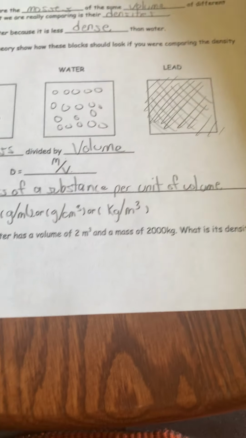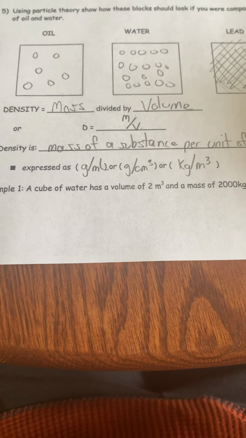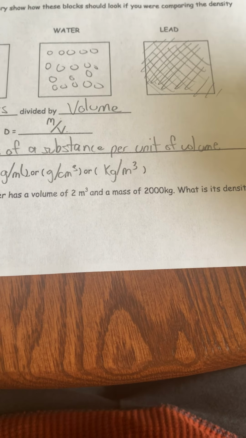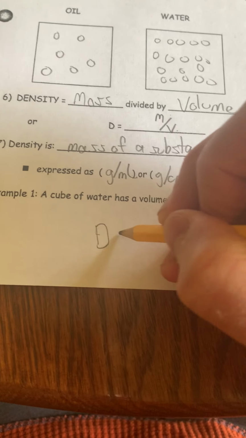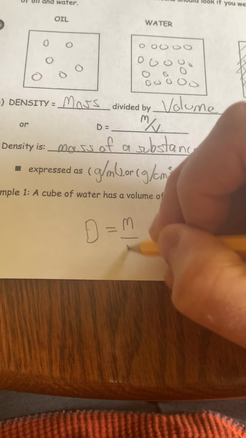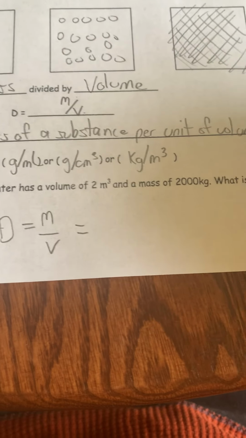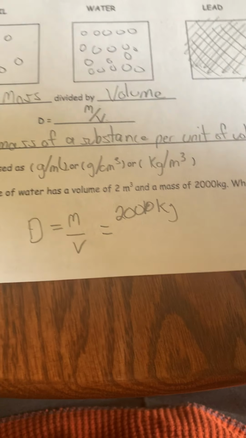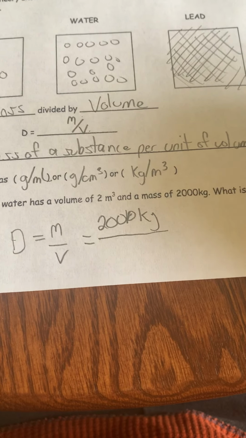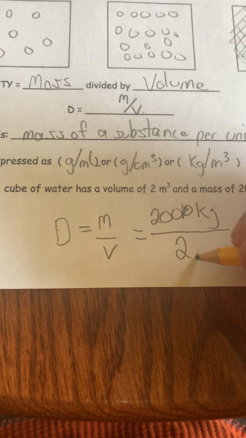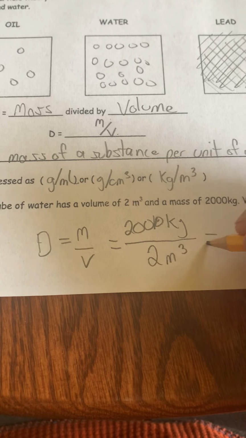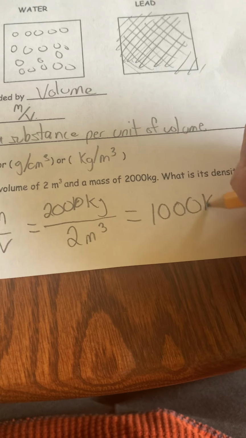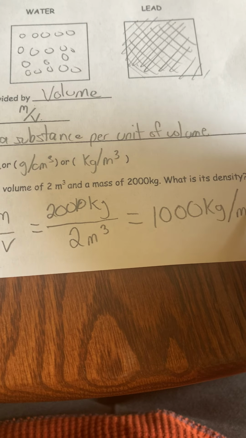So then we can start doing interesting calculations. So somebody said something like a cube of water has a volume of 2 meters cubed and a mass of 2,000 kilograms. What is its density? Well, we take our formula and say density equals mass divided by volume. We know that it has a mass of 2,000 kilograms. We know that it has a volume of 2 cubic meters. We divide these and we could say that it has a density of 1,000 kilograms per meter cubed.